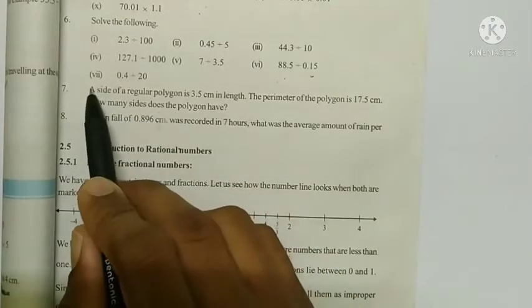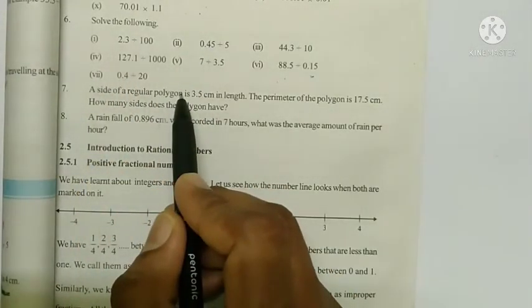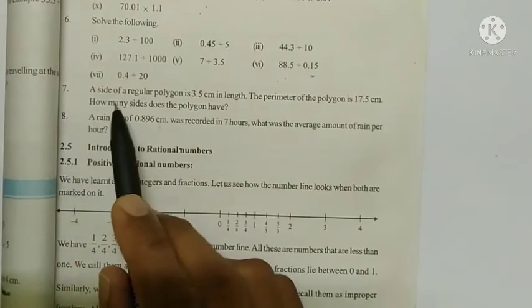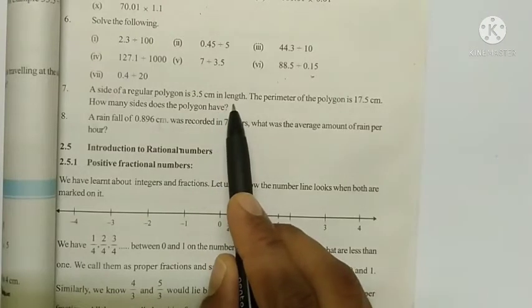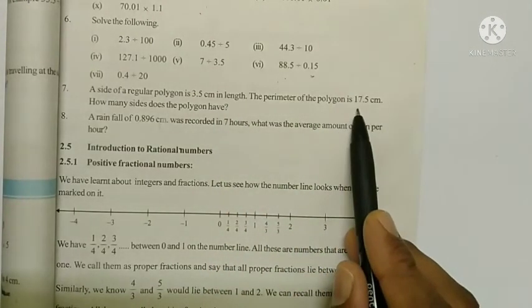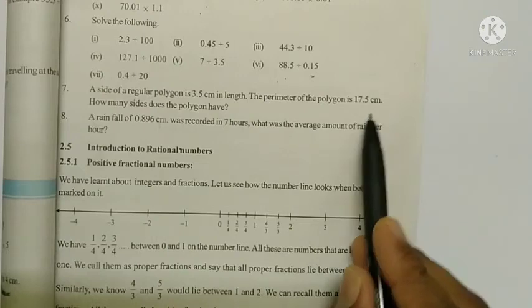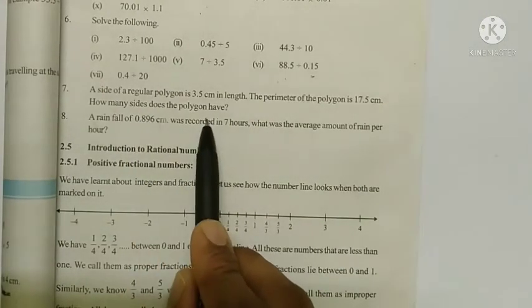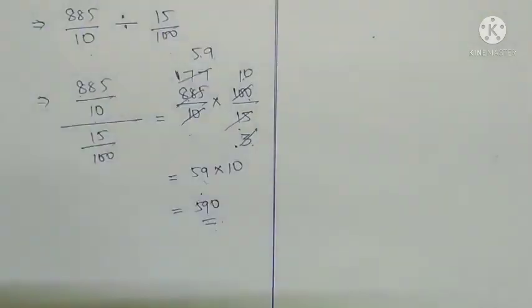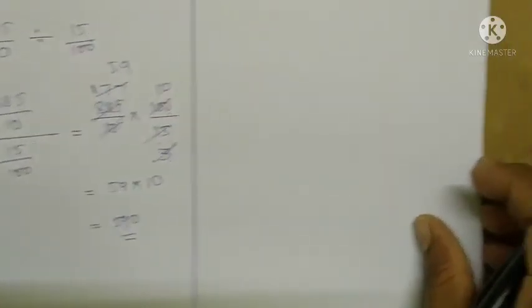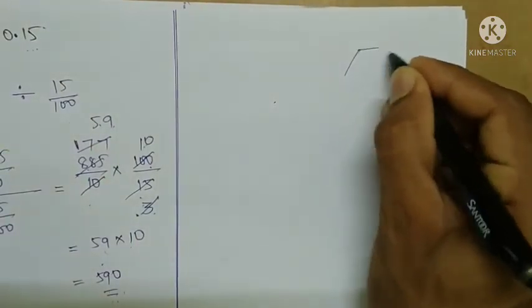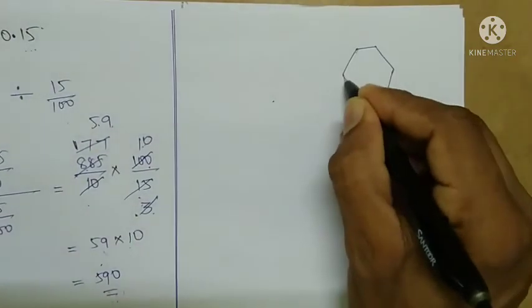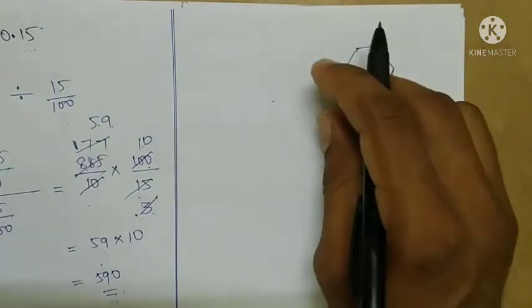Okay, students. Sixth Roman, remaining questions as your homework. See, seventh Roman. A side of a regular polygon is 3.5 centimeters in length. The perimeter of the polygon is 17.5 centimeters. How many sides does the polygon have? So, a side of a regular polygon is 3.5 centimeters. One of the sides is 3.5 centimeters. So, this is a polygon. Polygon means it is the combination of many sides.